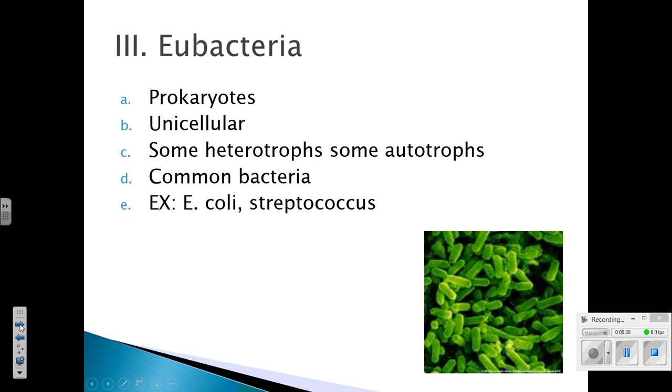Okay, so the eubacteria are prokaryotes. They're unicellular, which means they're one cell big, and they are mainly heterotrophs, which means they have to eat. But some of them can actually do photosynthesis, which is what an autotroph is. And these are common bacteria, so like E. coli, which is in your stomach, in your gut, breaking down food for you. Streptococcus is actually all over your body. One strain of this gives you strep throat, but you have strep all over you. It's a very common bacteria.